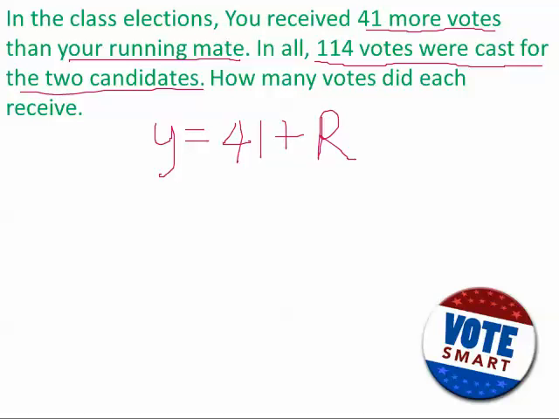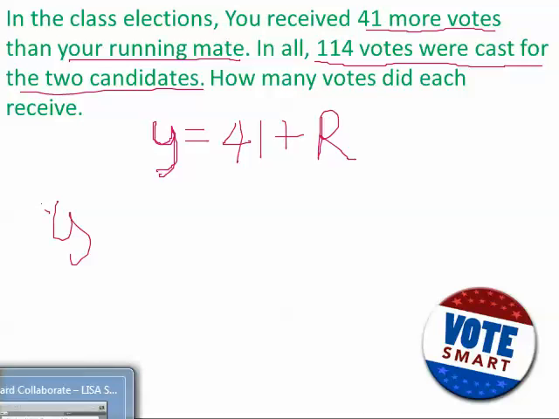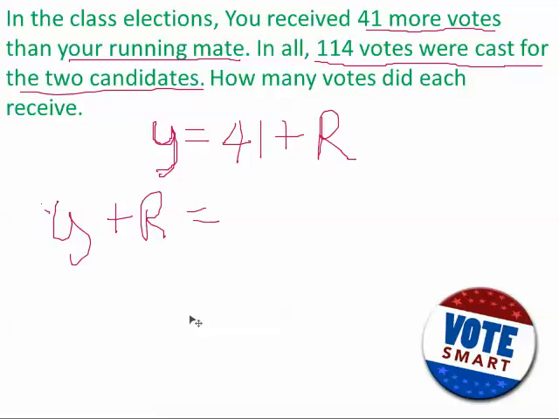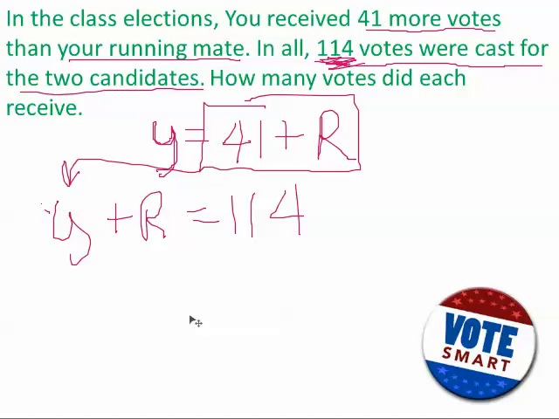This is what they were kind of looking for you to be thinking about. Your number of votes, which I made a Y, is equal to 41 more than your running mate. At the same time, you know that you and your running mate equal 114 because they told us that's how many votes were cast all together. So one way of thinking about this is that Y is 41 plus R. And I could think about putting that into this one. There are different ways to think about it, but this is the way that comes to my mind.